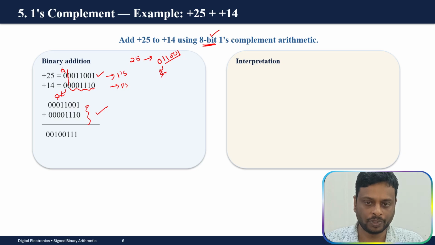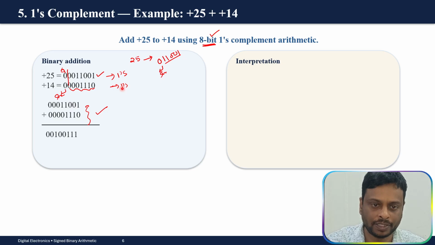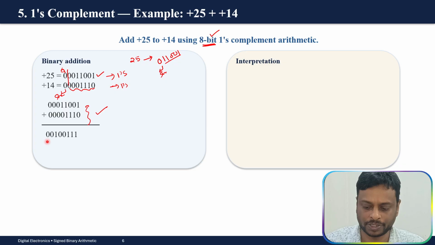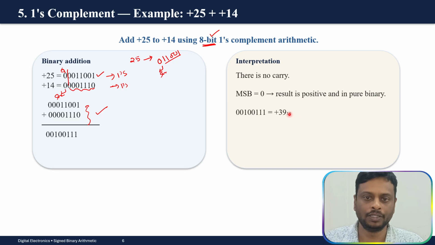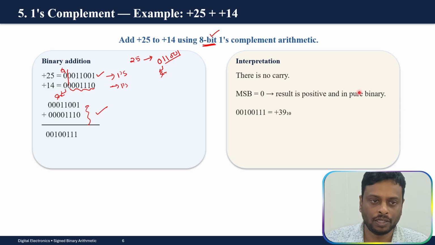So the MSB is 0, so the number is positive. Okay, so there is no carry, the MSB is 0 because the result is positive, so it is in the true binary form. Okay, so this is how you can do the arithmetic operation using the 1's complement. Okay, so let us see.